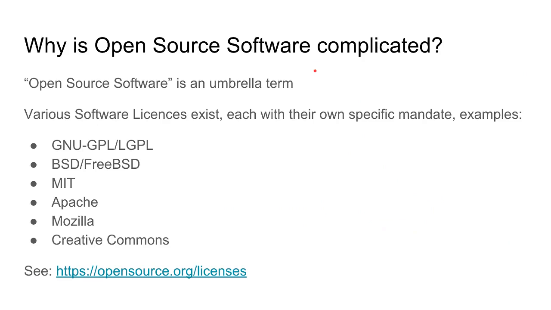So that brings me to, why is open source complicated? Well, first of all, open source software is an umbrella term, so it can get quite specific, because what you'll find is that various software licenses exist for open source specifically. I'll go over a couple here, many of which you might have heard of: GNU GPL or LGPL, BSD or FreeBSD, MIT, Apache, Mozilla, and Creative Commons.